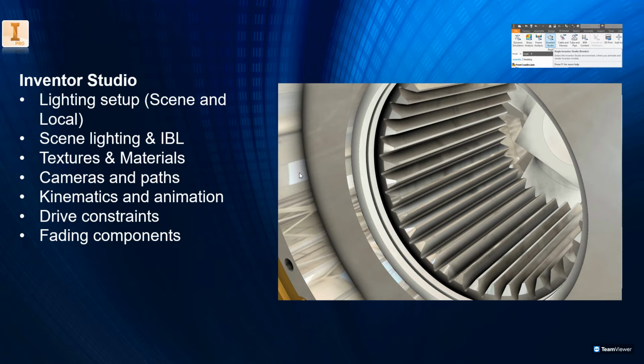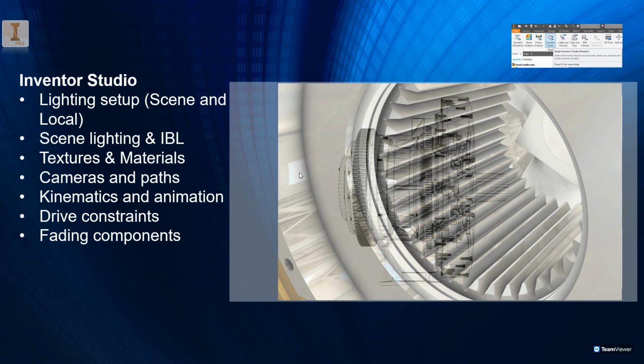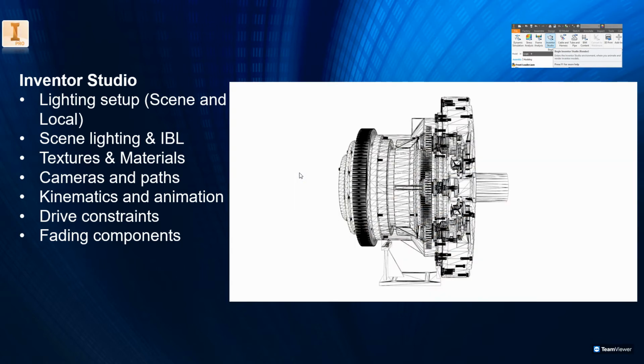Okay. Driving constraints. With Inventor, you've got your mate constraints, and that's how you put things together. And you can drive the constraints. So for instance, if you've got a lid on top of a Tupperware, you want to show how that lid comes off. You drive the constraint that's keeping that lid on top of the Tupperware bottom, and it'll go up and down.